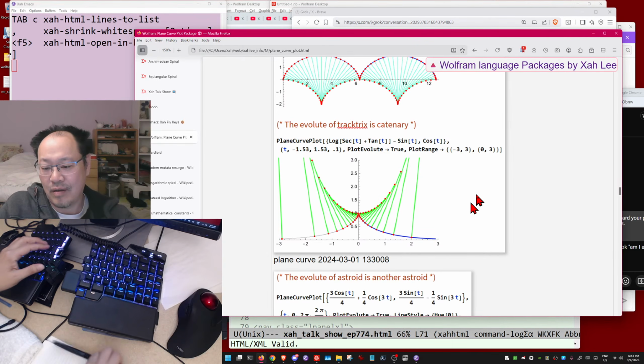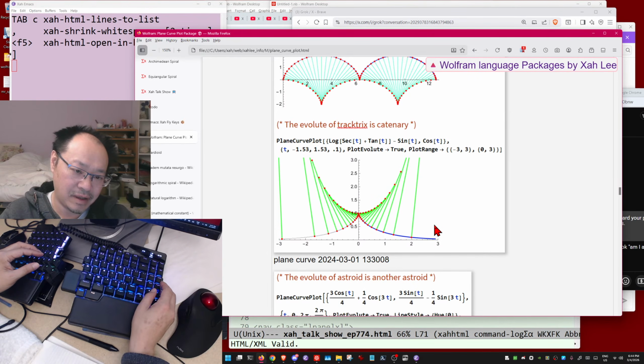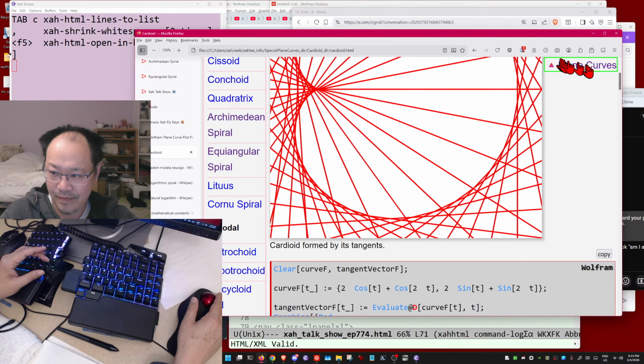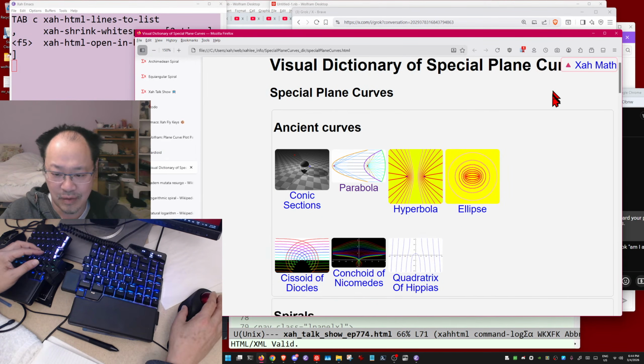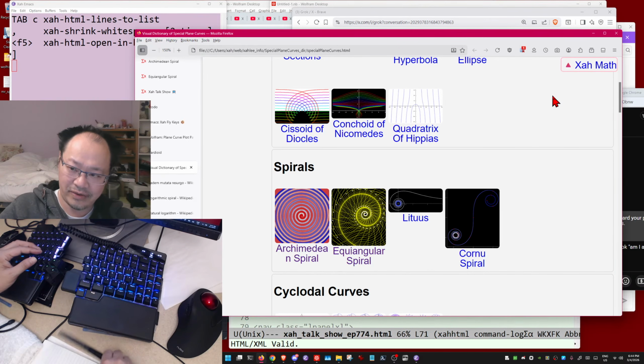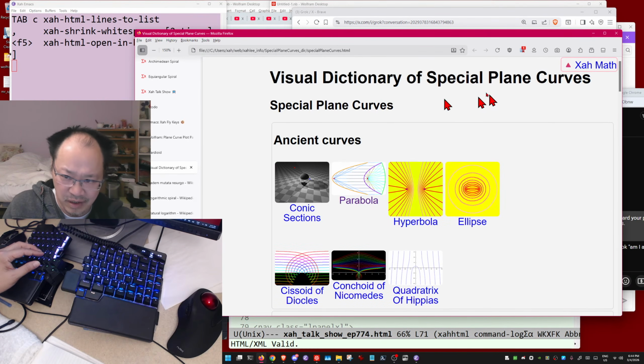That's why, for example, you can see an animation. This is why this visual dictionary of special plane curves is so interesting.